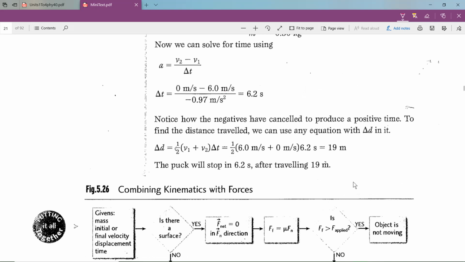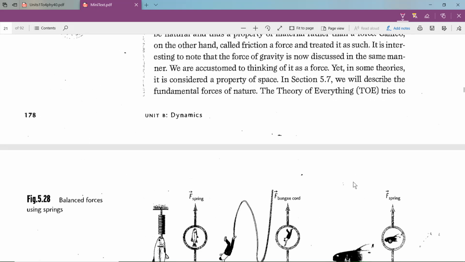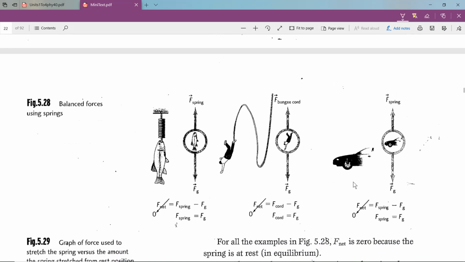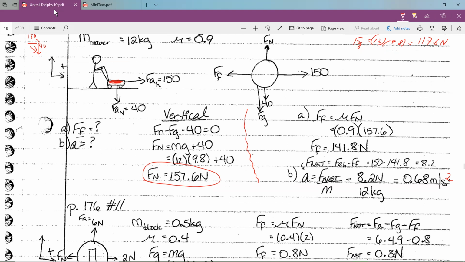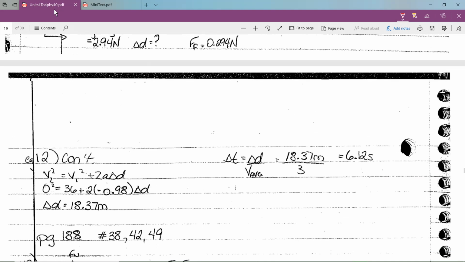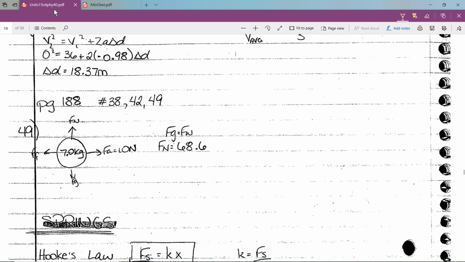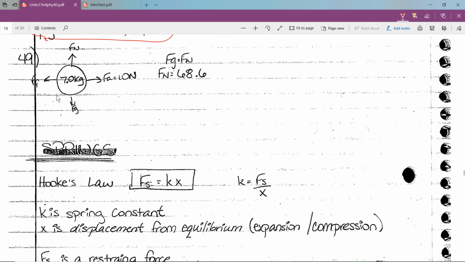Okay, then those flow charts, you can look at them on your own. And let's go back here and see, I'm in the booklet here. There's the chalk brush example, there's the hockey puck example, and you can try on your own, page 188, number 38, 42, and 49 to get more discussions of friction.